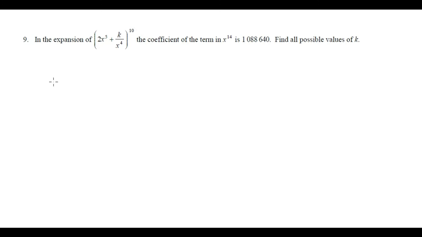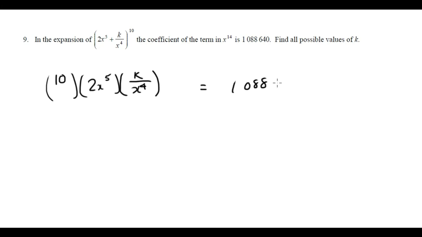Even though things are messier, this has to be a 10 choose something combination, and I need to figure out the correct number of 2x to the power 5s and the correct number of k divided by x to the power 4 terms so that I can somehow get x to the power 14. So let's think of it still as an equation for the time being, because of course it is, and it's going to need to be if I'm going to be solving for k. It's just not immediately obvious how we're going to get exactly x to the power 14.